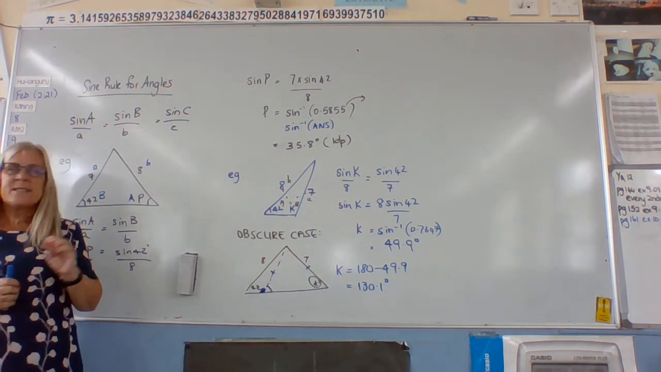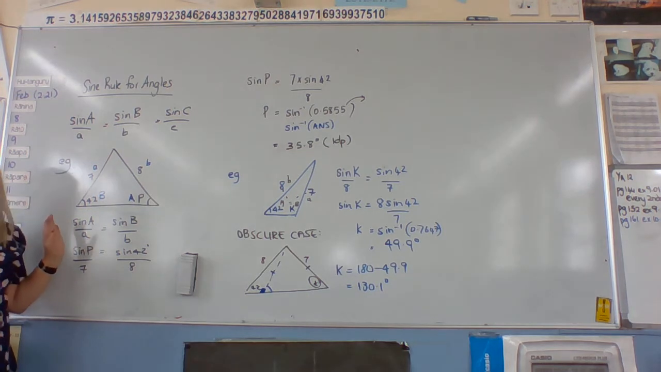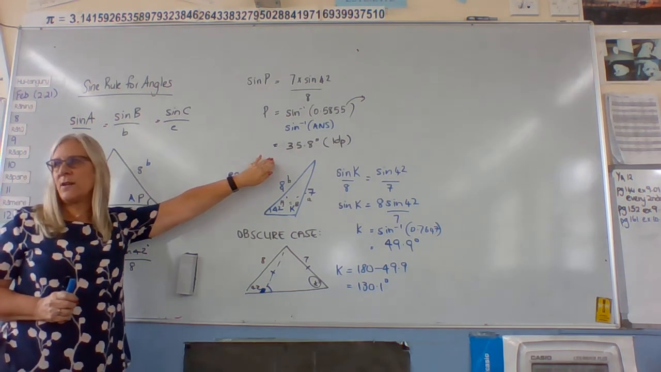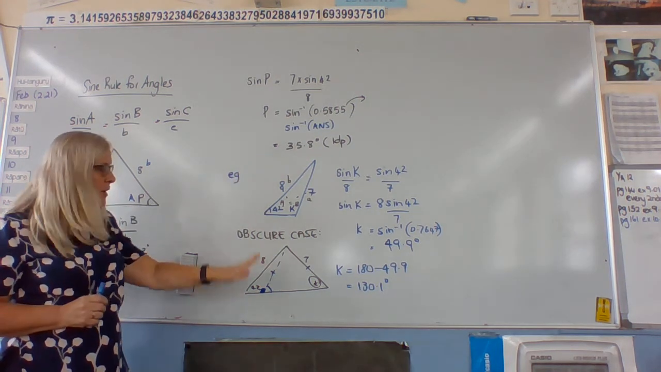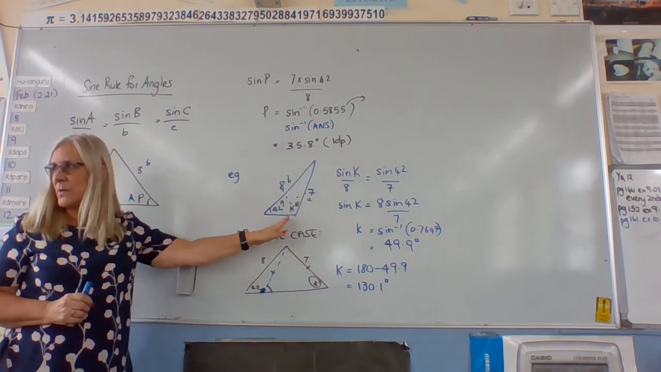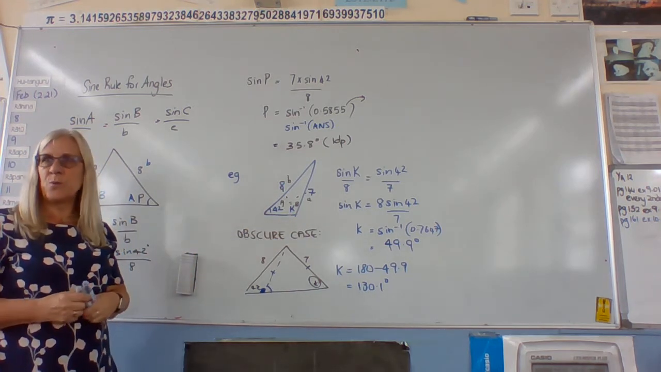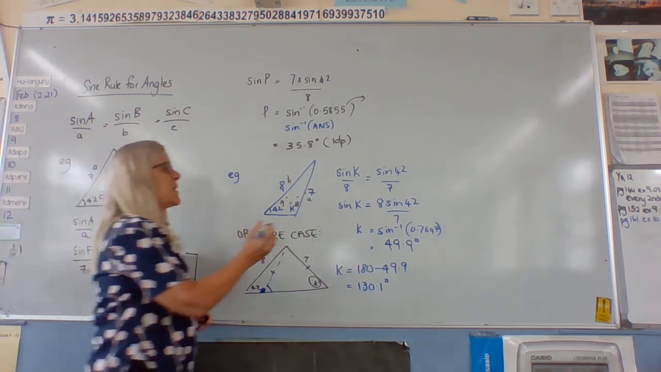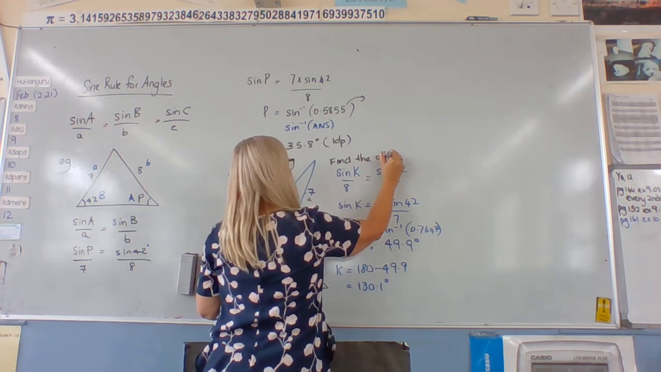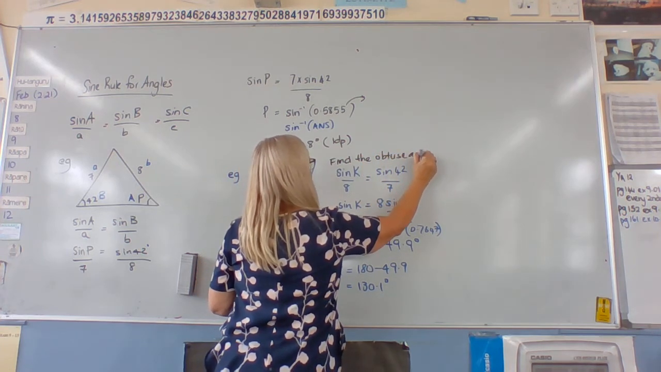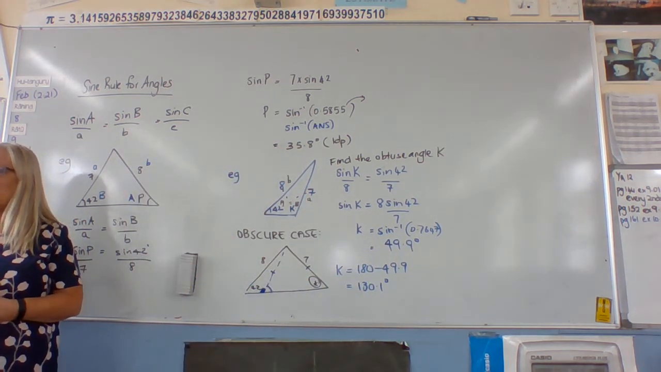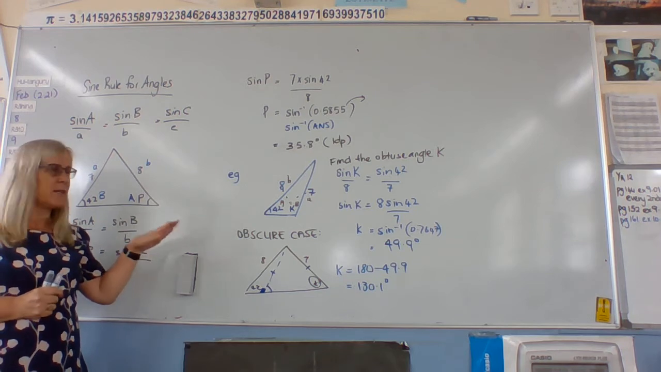So although most of the time when you're using the sine rule we end up getting the right angle, we do have to look at the diagram and see whether it's perhaps this one. They'll either draw the picture to indicate it, or they'll use the word obtuse. So they might have said, find the obtuse angle K. So you have to look hard for that particular case.